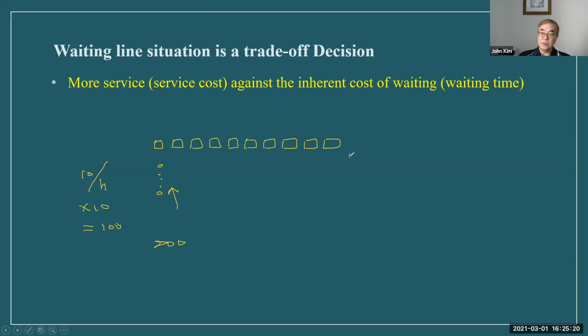So if we increase the number of service stations, then service cost increases. So we need to find a balance based on the capacity of each or the total service system and then the customer size. So using this waiting line model or queuing system, we can determine the optimal size of a service system.